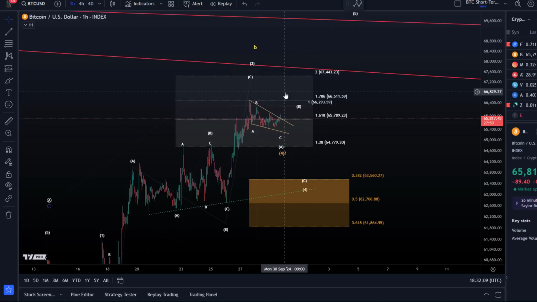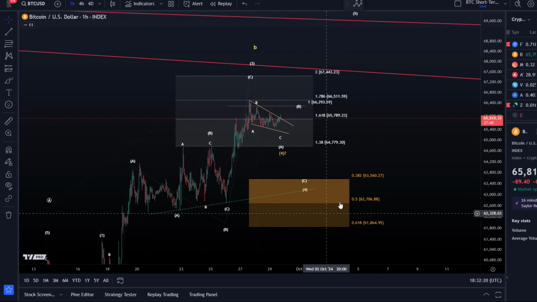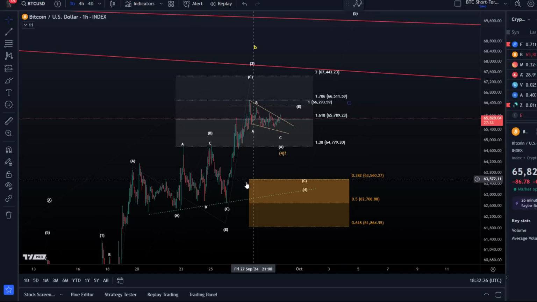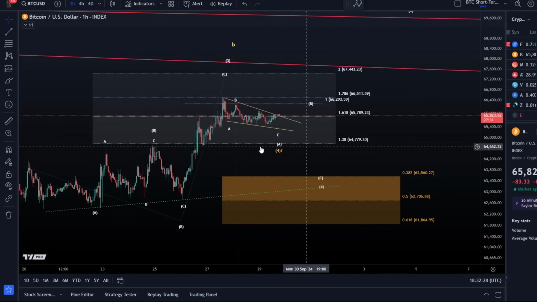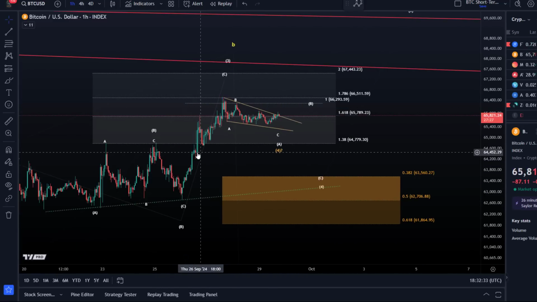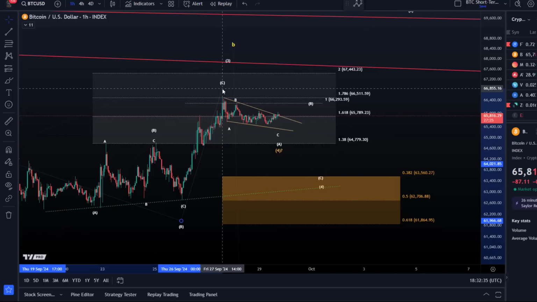Because the move down really looks like a bit of a bull flag, and it's moving down in very corrective overlapping patterns. So I'm not sure if we are going to test this micro support area, but this is the only main fib area I can offer on the 1 hour chart, between 61,860 and 63,560. Because anything else here is just too small to be counted, okay? Very, very difficult to say what exactly it is.